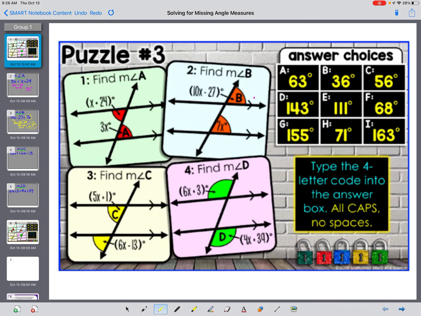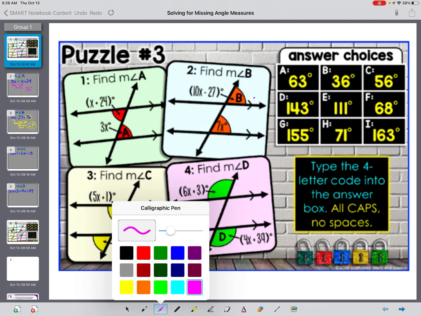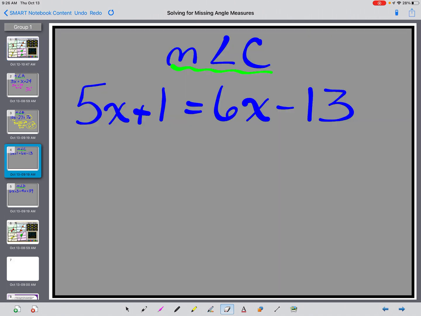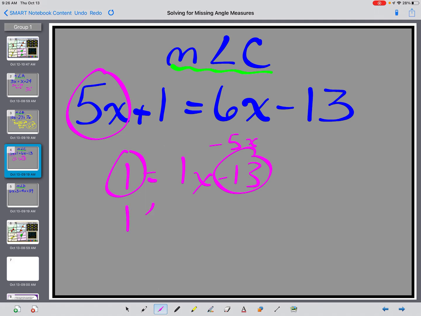Moving on to finding the measurement here of C in this third problem. We see that these have also a corresponding relationship, so they're equal. And what we have to do is set up an equation. It's 5x plus 1 equals 6x minus 13. All right, and so we're going to move this over here, subtracting 5x. That's going to give us 1 equals 1x minus 13. And then we'll move the 13 over here. That's going to be 14 equals x.